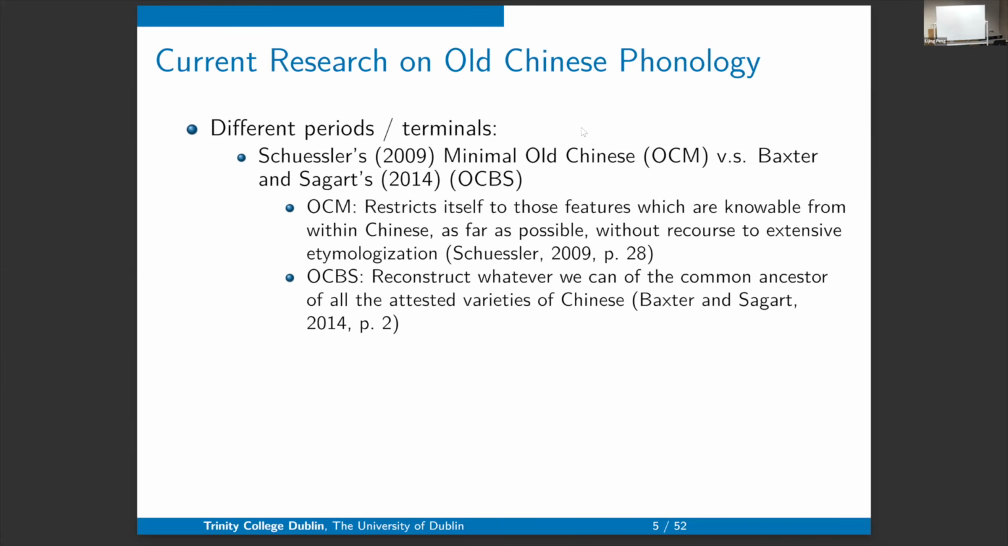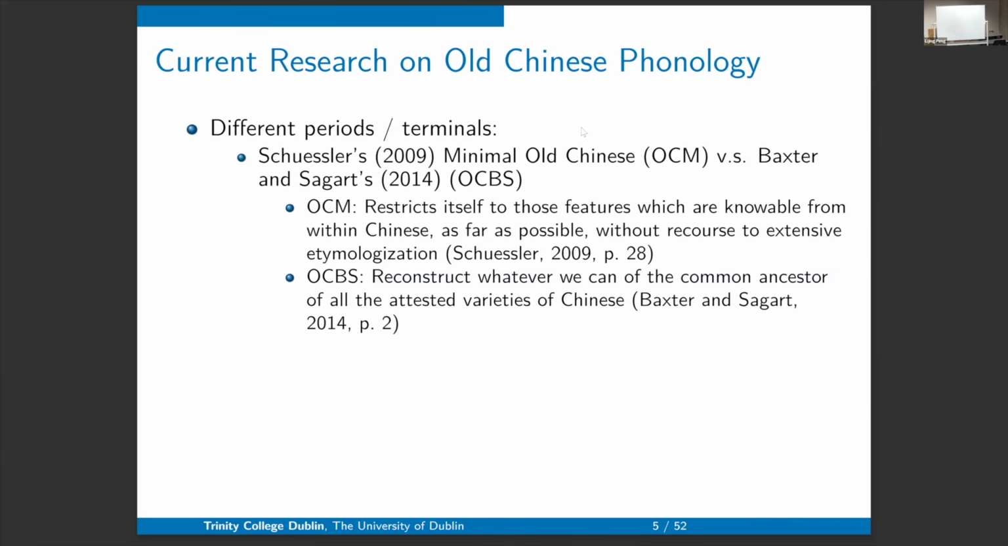Yeah. And then if we want to talk about two popular reconstructions, especially in the Anglophone world, we can distinguish OCM, which is Schuessler's Minimal Old Chinese, and then Baxter and Sagart, who work on OCBS. Partly there's a philosophical difference of approach here. Schuessler is trying to be minimal, trying to make something that no one will disagree with. He says, here's what we can really know is true about Old Chinese, and it should be verifiable only with Chinese evidence and without much etymological speculation. I will say that there are some points in his reconstruction, like having a KH final, I think, and having initial ya, that are quite idiosyncratic to him and quite controversial. Inevitably it's his reconstruction, so it reflects his ideas.